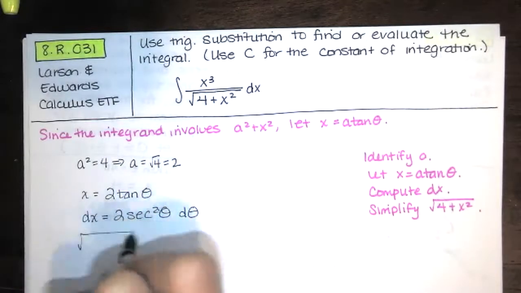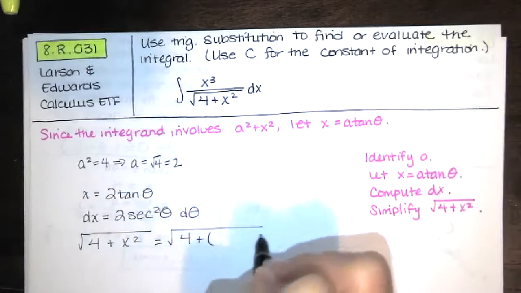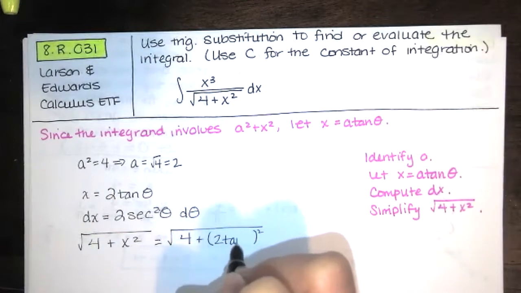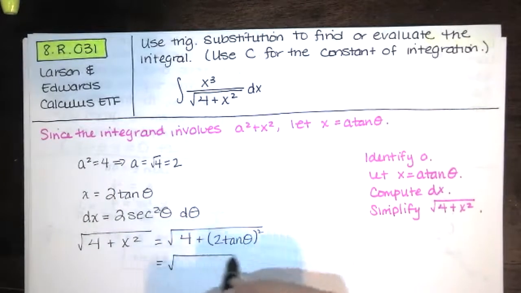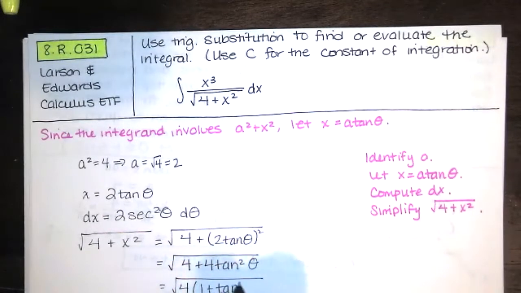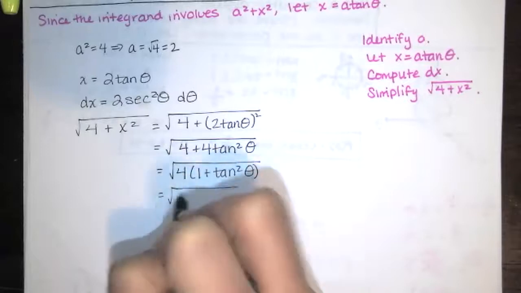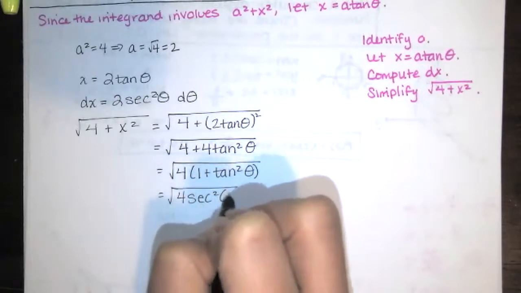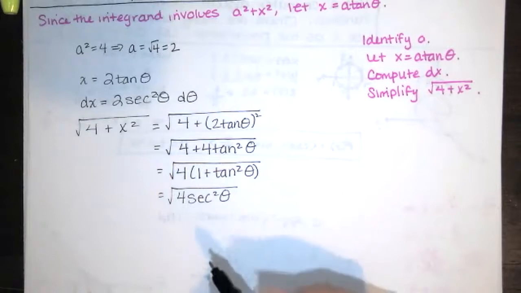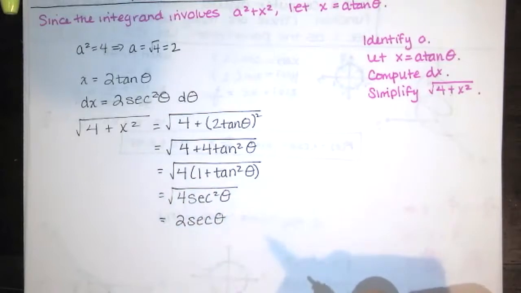And then we want to compute 4 plus x squared. So we're replacing x with 2 tangent of theta. So we need to square the 2, square the tangent. Factor out that 4. And 1 plus tangent squared is secant squared. So we'll use that identity here. And then we can take the square root of each of those factors separately. The square root of 4 is 2, and the square root of secant squared is just secant of theta.